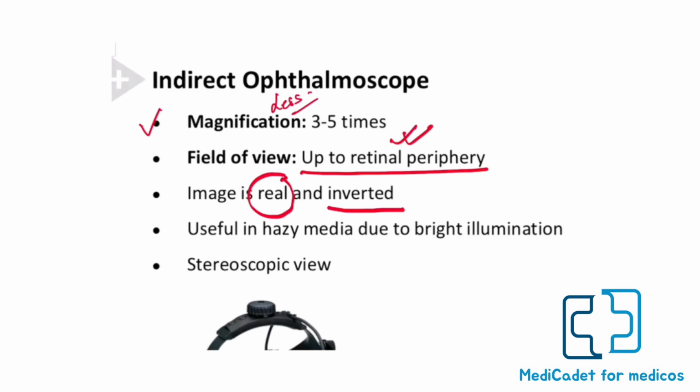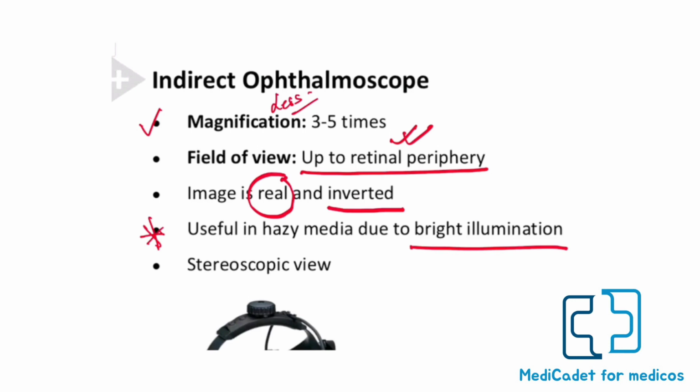So the technique of indirect ophthalmoscope is anyway a little difficult. It has a longer learning curve and also you have to constantly keep telling yourself that everything that you are seeing is actually inverted. Okay, but it has two very important advantages. It is useful if the media is hazy because the light is very bright. So even if you have a reasonably dense cataract or vitreous hemorrhage, you can still get some view of the posterior segment with this instrument.